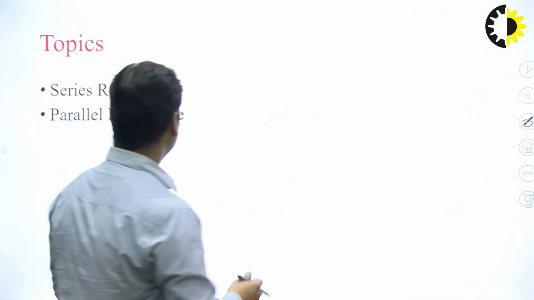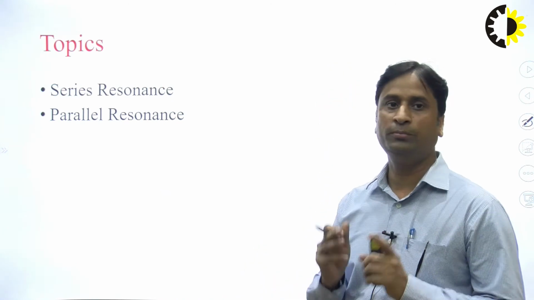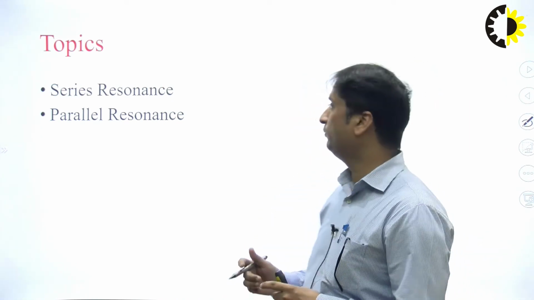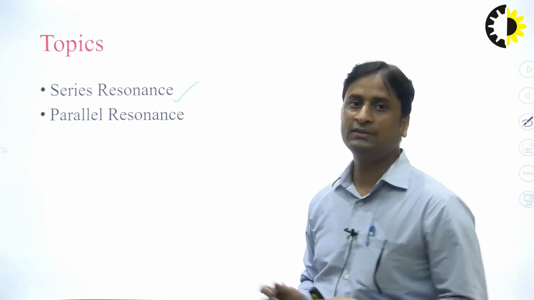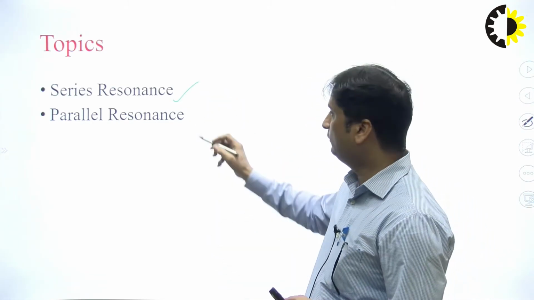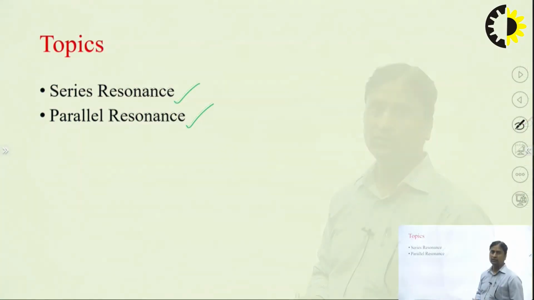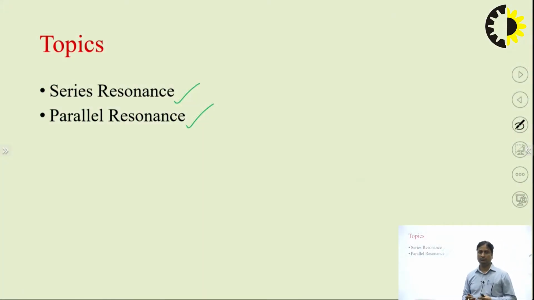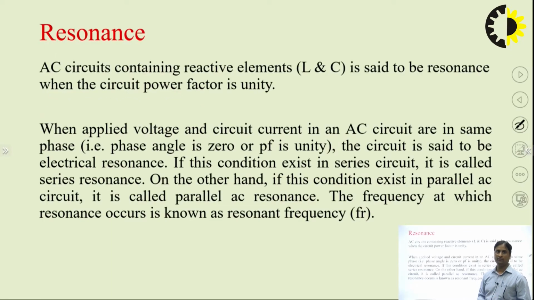In resonance, we have seen two types of basic resonance. First is the series resonance, and the other is the parallel resonance. Series resonance means when the R, L, C are in the circuit in series, the series resonance occurs, and when the reactive elements like inductance and capacitance are in parallel, the parallel resonance occurs. So, let us discuss the series resonance and the parallel resonance.